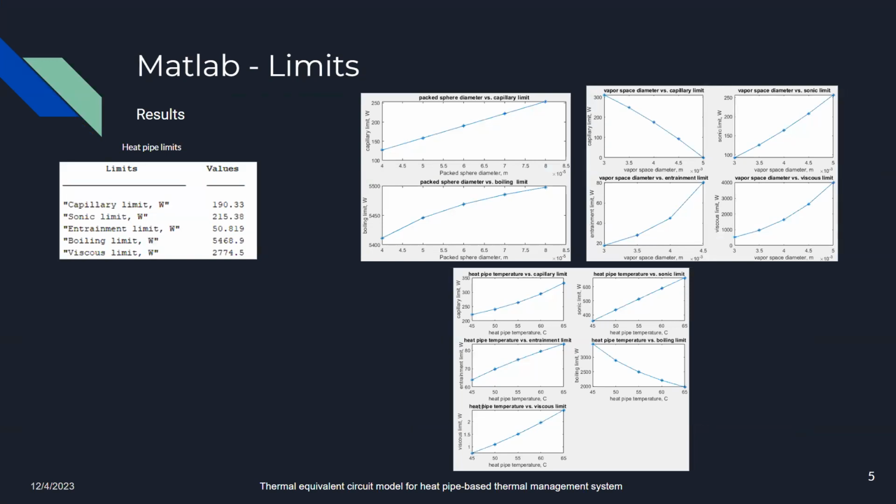So here are the heat pipe limit calculations. And from last time, now I have changed some of the parameters of the heat pipe, such as the diameter of the packed spheres, the vapor space, or heat pipe temperature. And here are some of the plots to show the overall trend when I change the parameters. Next slide.